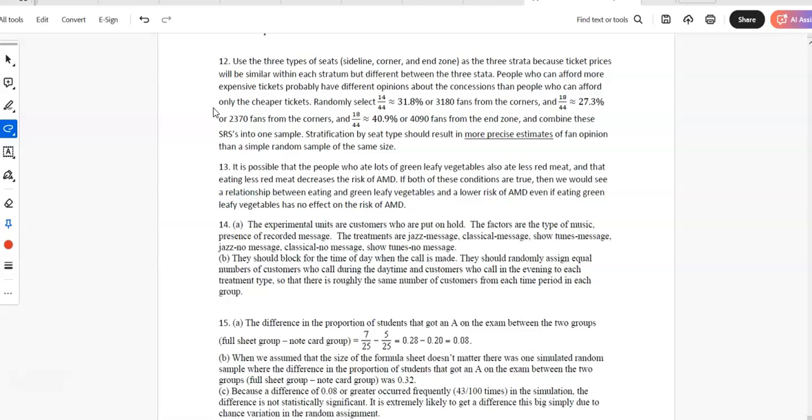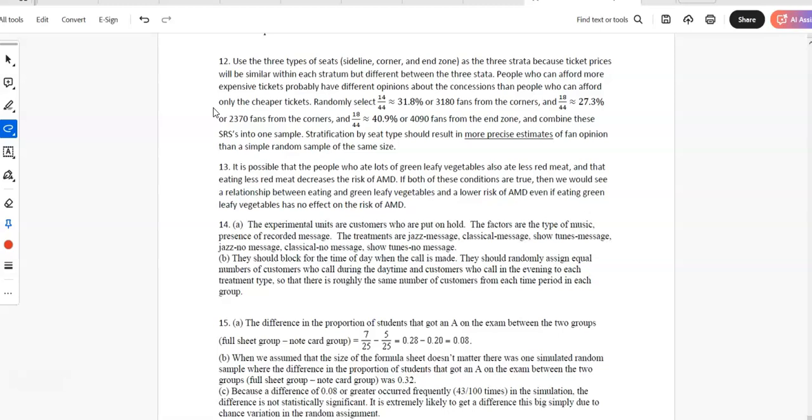Because why? Because ticket prices will be similar within each stratum, but different between the three strata. People who can afford more expensive tickets probably have different opinions about the concessions than the people who can afford only the cheap tickets. Randomly select 14 out of 44, or 31% of the 3,180 fans from the corners.